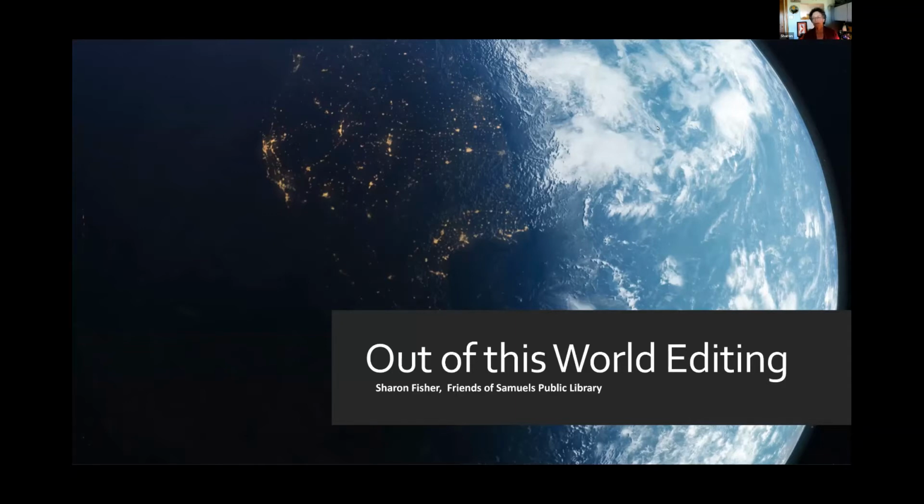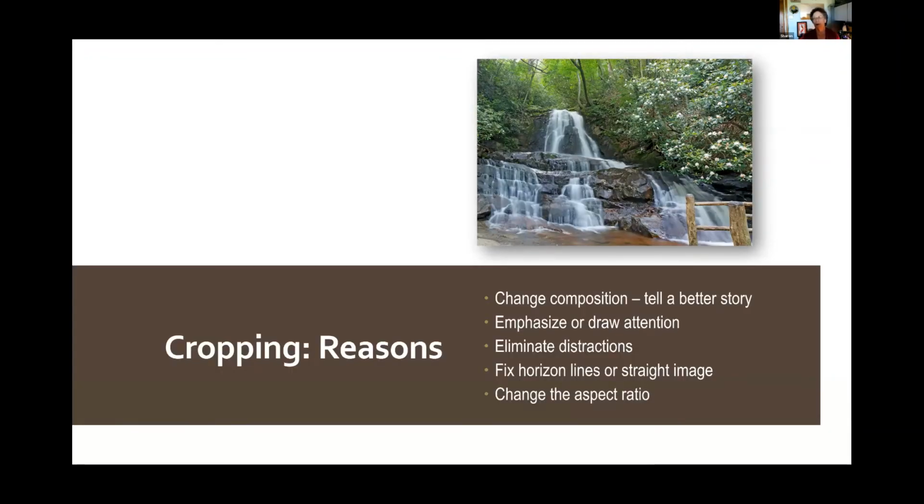So the first thing that I do when I edit is I look at cropping the image. And this image is from the last time we met, the waterfall image, and we had cropped out the fence on the right. So one of the things you do with cropping is to change your composition. So it is far better always to try to get your composition correct in camera. But a lot of times in nature, there are things that you can't get around. If you're at a slippery waterfall or something, you might want to crop the image afterwards to tell a different or a better story.